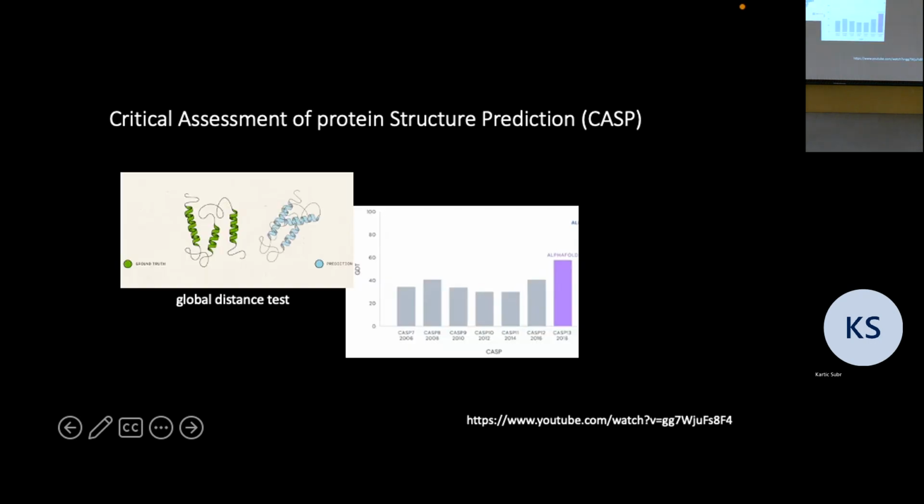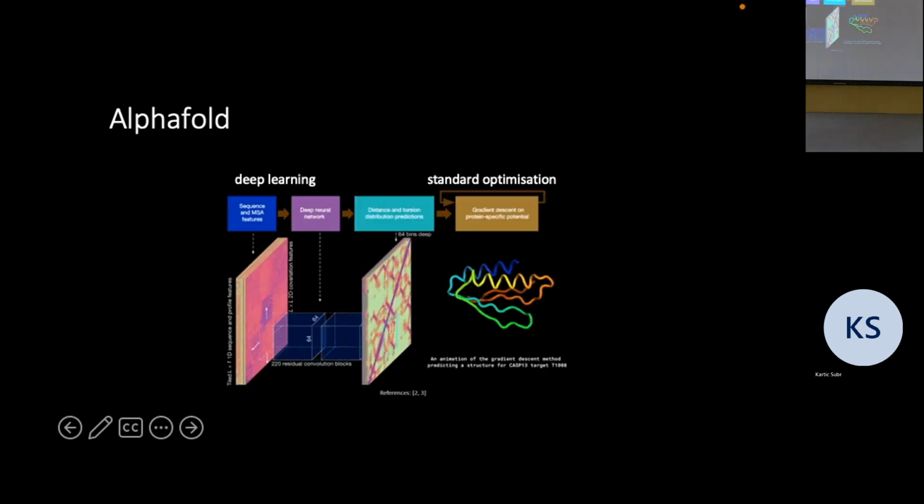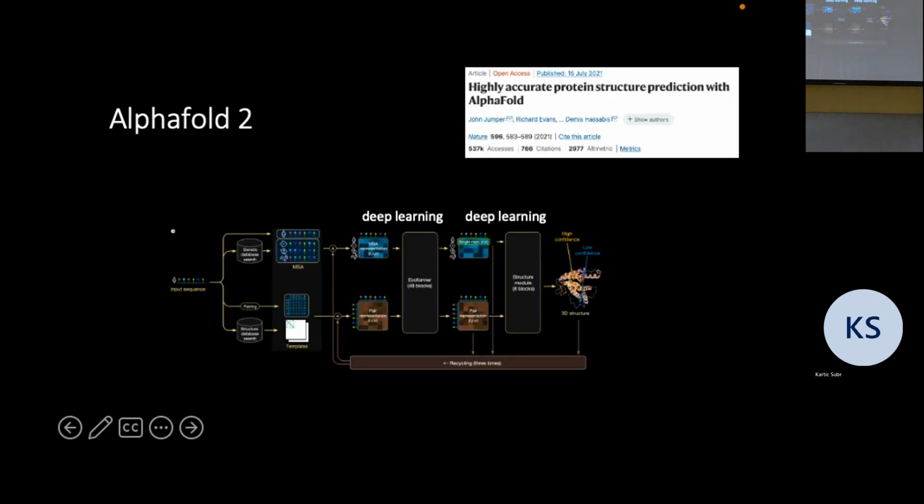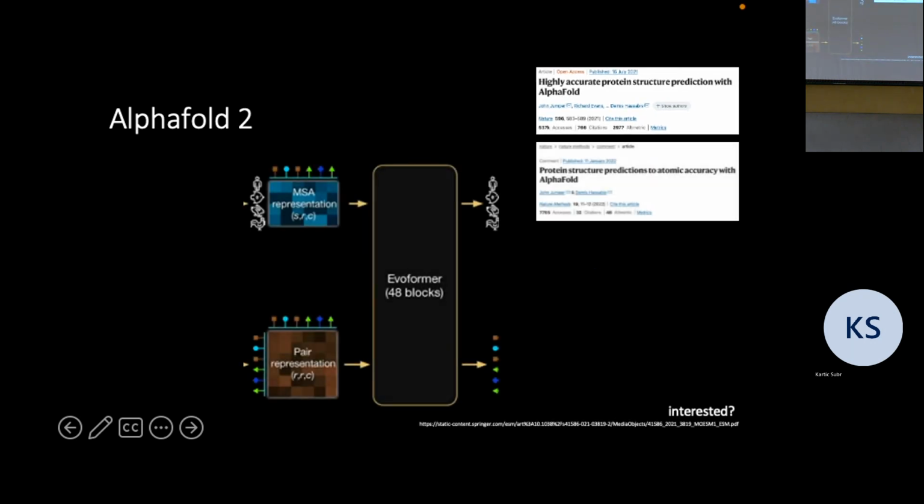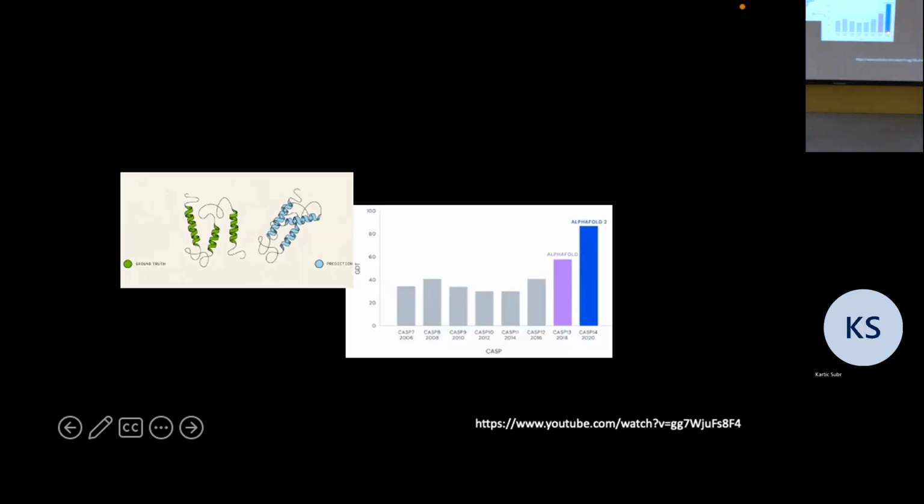There's a competition every year on protein folding, and AlphaFold in 2018 came up with a method that worked really well, and they became famous. Then they came up with AlphaFold 2, which was even better. I won't go into the details of how AlphaFold works, but I'm happy to chat about it. Essentially, people consider this problem almost solved.